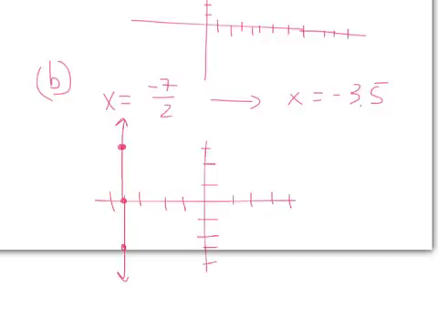Okay? We need to do one more example. Does this make sense? So x equals is a vertical line. y equals is a horizontal line.